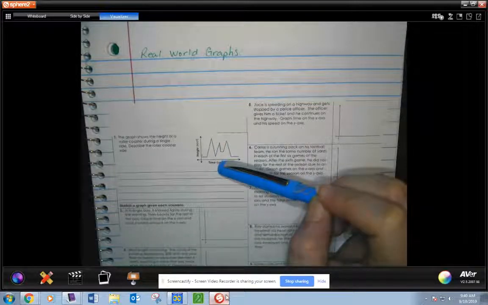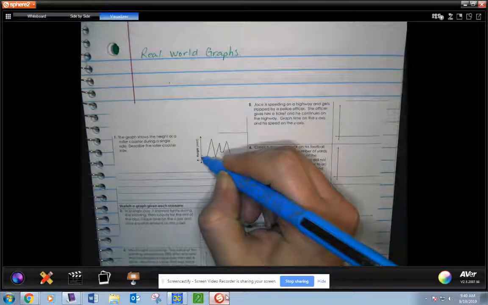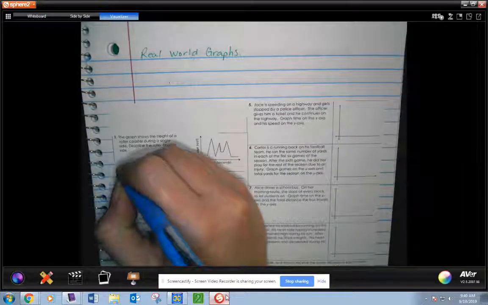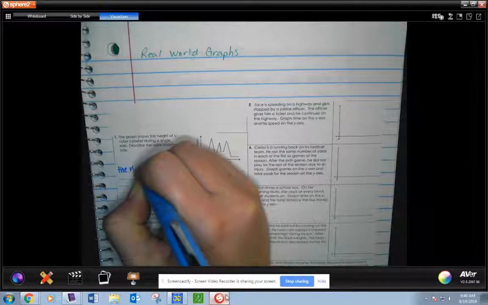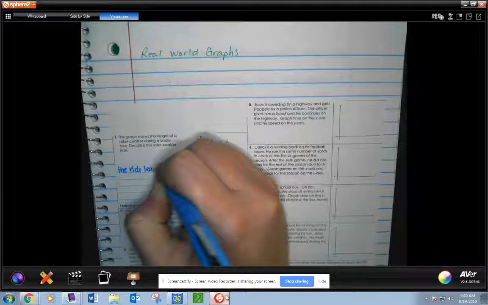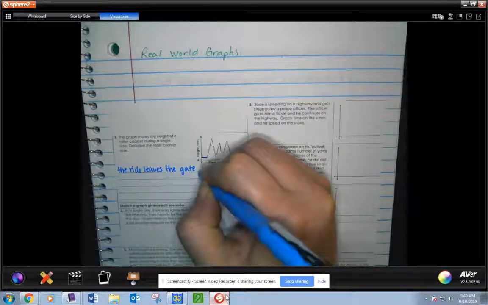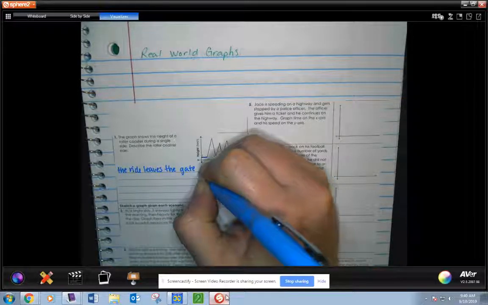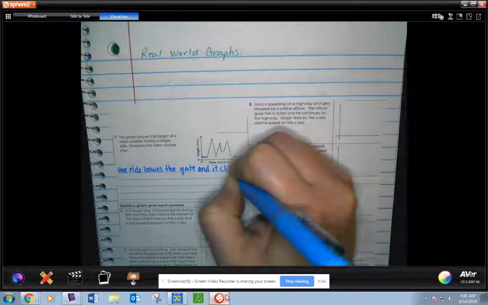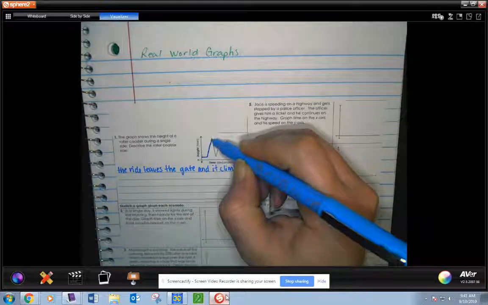Okay, so the first thing they want us to do is describe this real world graph. The graph shows the height of a roller coaster during a single ride. Describe the roller coaster ride. Okay, so the first thing you do is you can see the height is not increasing. So the ride leaves the gate and climbs. So the ride leaves the gate and it climbs because it's climbing right here. Okay.